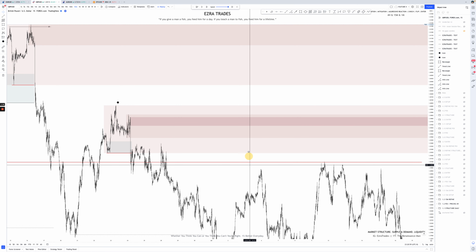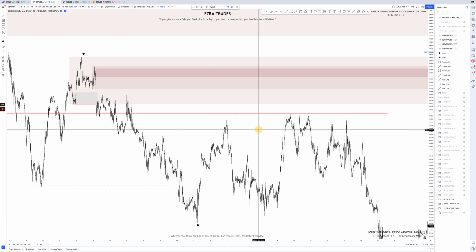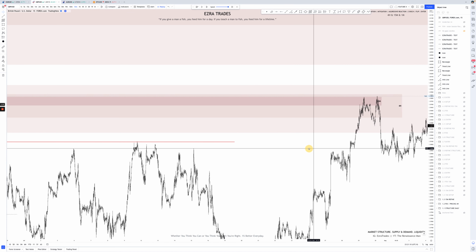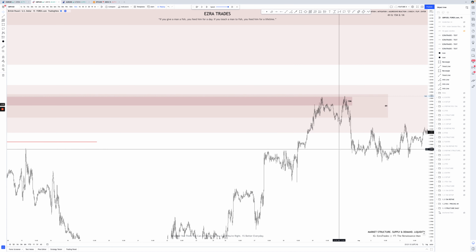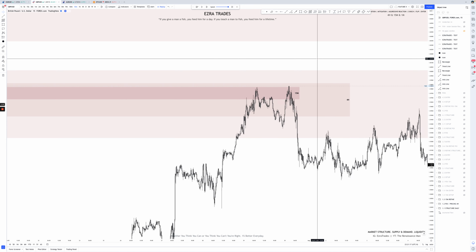So in this case, remember, this was a daily POI refined to the 4-hour, refined to the 15-minute. So the risk to reward should be very good, considering it's a daily point of interest, right? That was refined. Here we go. We can see price come in to this area. Let's look at some notes here to see what we saw.